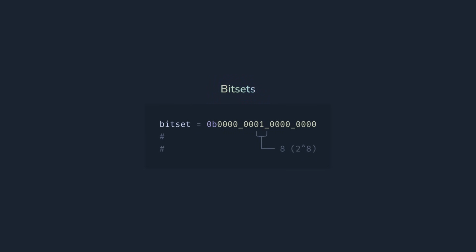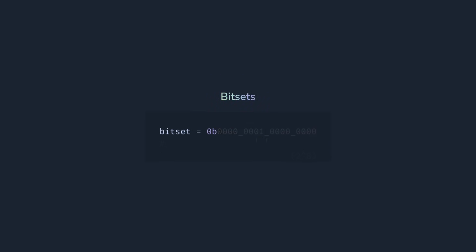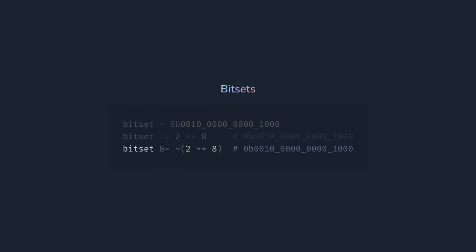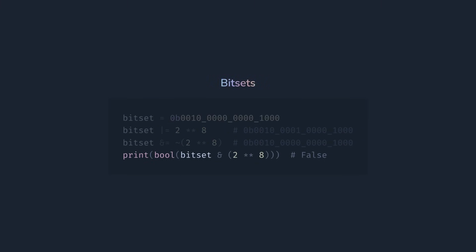Bitsets are actually very efficient in terms of memory and performance, since we can use fast CPU-native bitwise operations to manipulate them. For example, in the following bitset, to set our 8th bit, we can use bitwise OR like this. Then, to reset it, we can use bitwise AND. And to check if the bit is set, we can use bitwise AND again.